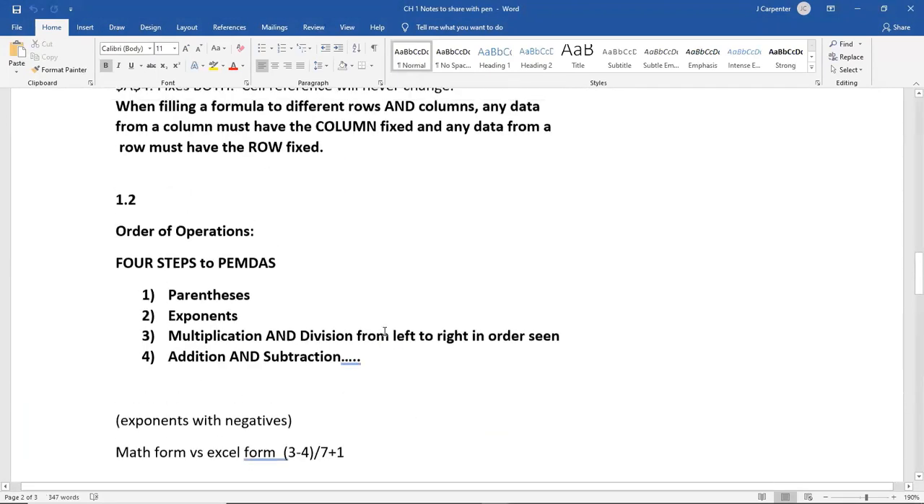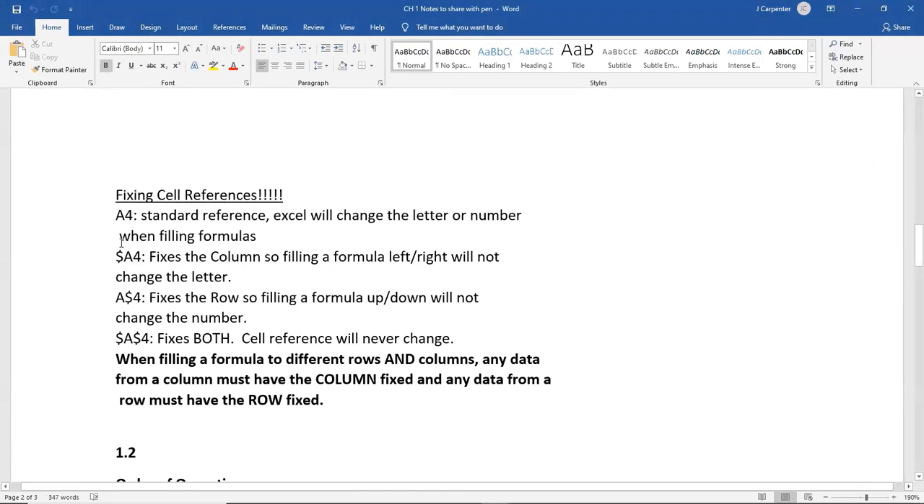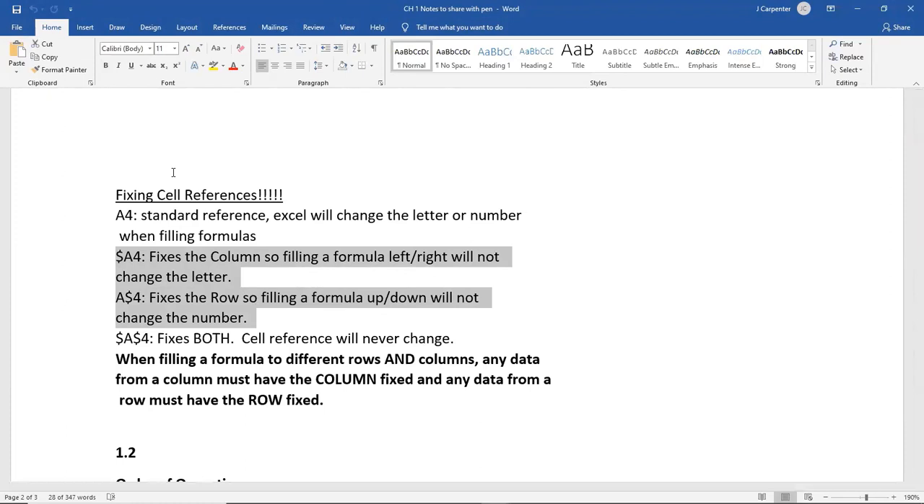This is going to need all 3 types of these fixed references, or at least 2 of them. You can argue that the homework needs all 3. The multiplication table only needs 2 of them. So we have got to learn when to only put a cash symbol in front of the letter and when to only put a cash symbol in front of the number.